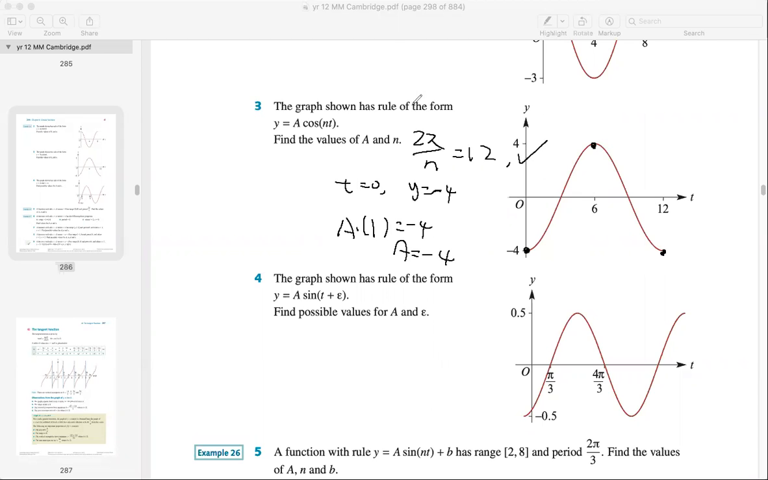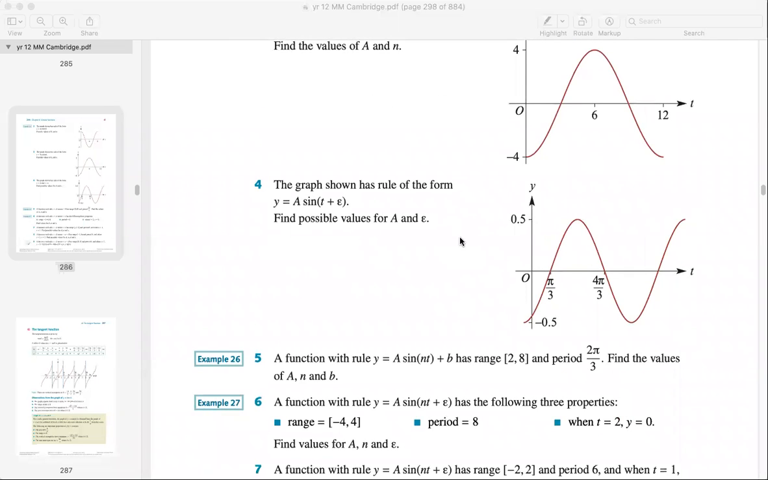Okay, because normally the cosine graph is going to look like this. Okay, this is normally the cosine graph. If it looks like the red curve or the red shape, it simply means we do the reflection in the x-axis. Okay, and let's look at the next one.